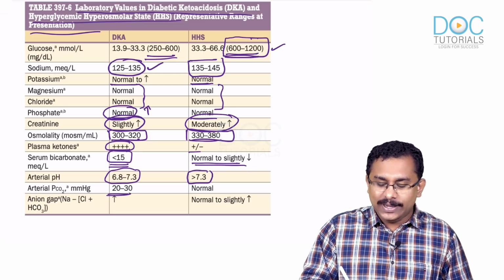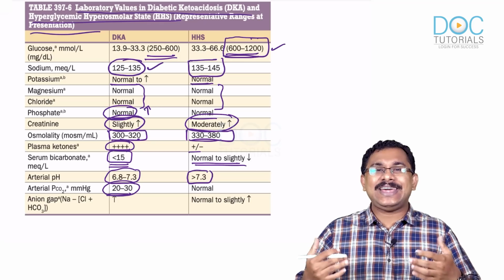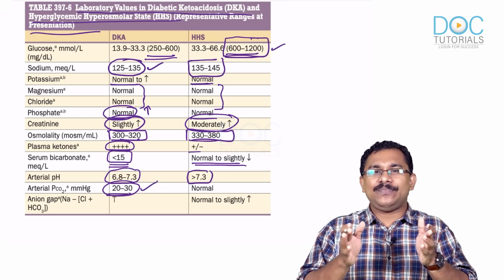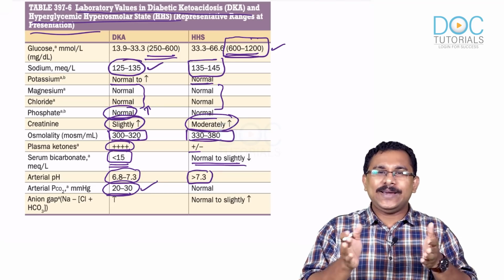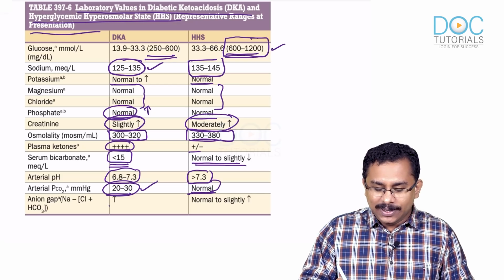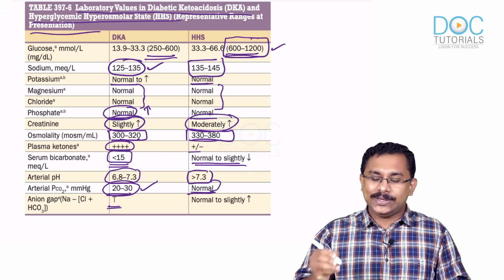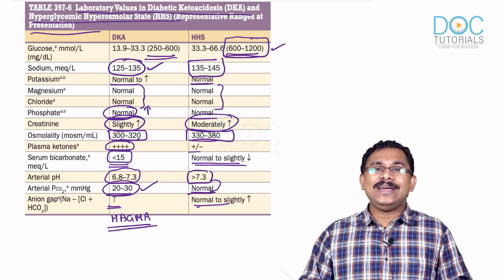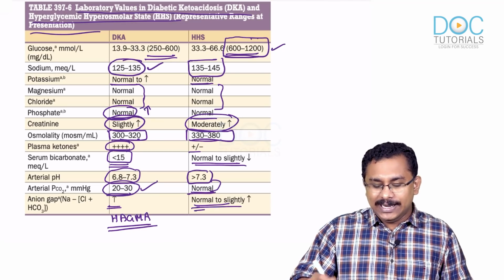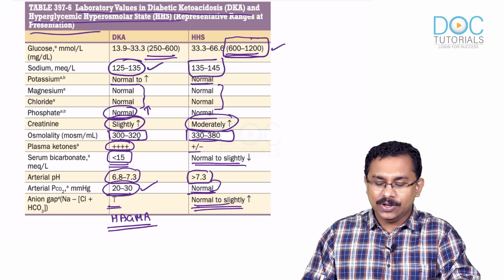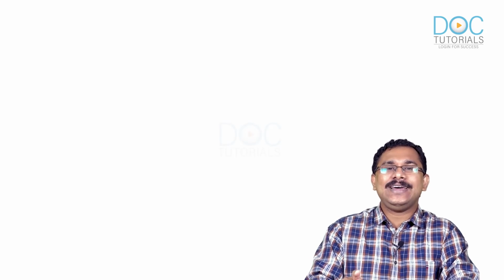The PCO2, I already told you, there is Kussmaul breathing in your DKA, there is carbon dioxide washout. So the normal PCO2 value is around 40, and you expect it in the range of 20 to 30 only. HHS is relatively normal. And remember the anion gap in diabetic ketoacidosis is high, so it is a high anion gap metabolic acidosis that happens in your DKA. In your HHS, it may be normal to slightly high. Okay, so these are the important differences between your diabetic ketoacidosis and HHS.